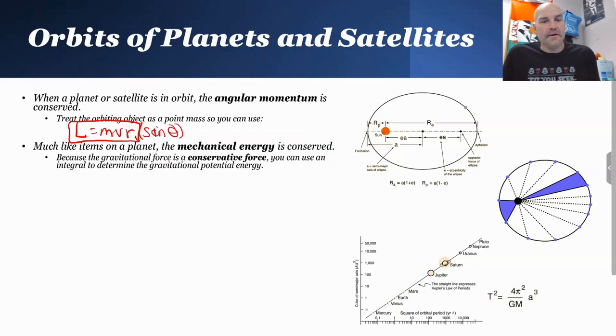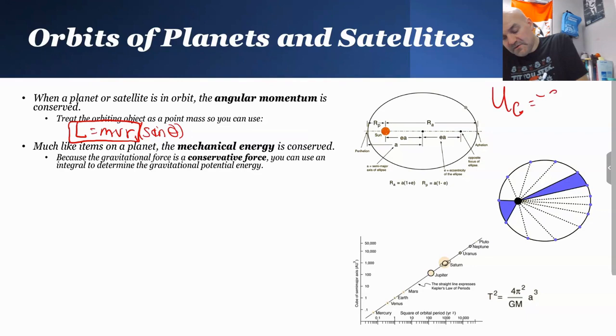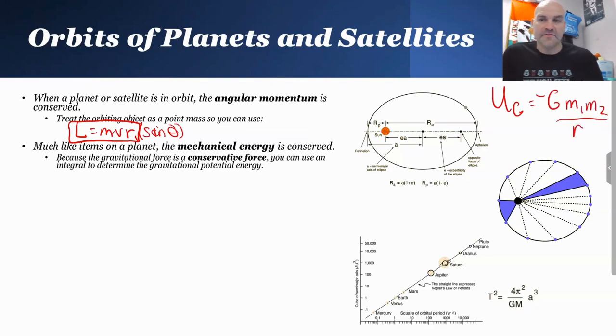Now, just like objects on the planet, the mechanical energy will also be conserved, and because it is a conservative force, we can use our integral equation to determine the potential energy by simply doing U equals negative integral of F dr, whatever you want to call it. So this is the gravitational potential energy. This is going to be different than mgh, okay?